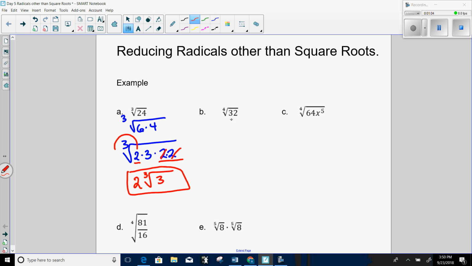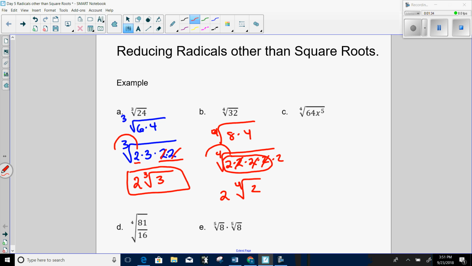This one over here, the fourth root of 32. This means I need 4 numbers that are the exact same. So I start by breaking it down. Oops, that's a 4 there. So I start by breaking it down. 8 times 4. And then I would need the fourth root of 8, which is 2 times 2 times 2. 4 is 2 times 2. Notice I have 4 2's. One of them comes out. The other 3 get crossed off. So this becomes 2, the fourth root of 2. And this would be your final answer.